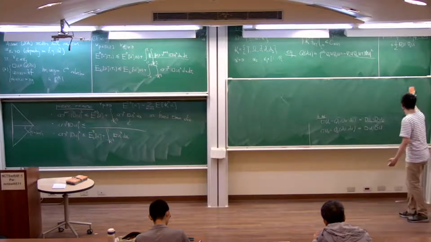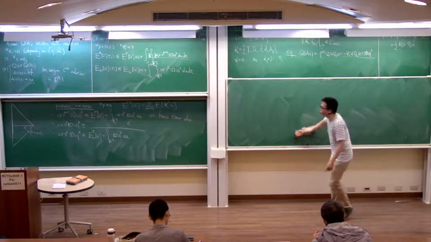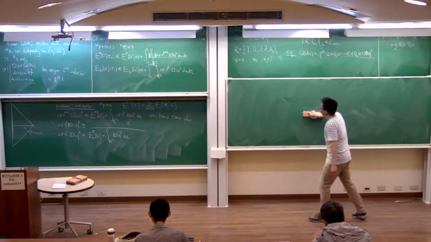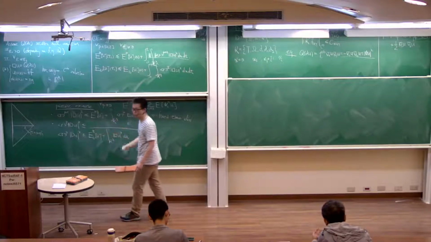So actually, each individually is not hard to prove, but because of time, let me just pick one of them to show you how the proof goes. Let me show you this part for d bar equals L.